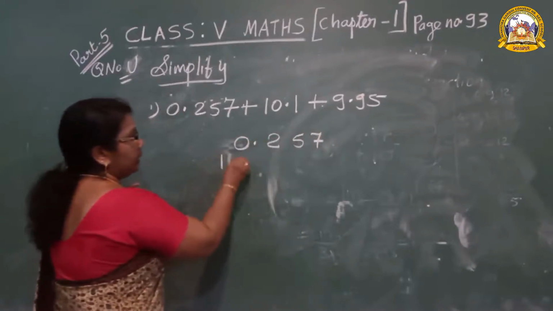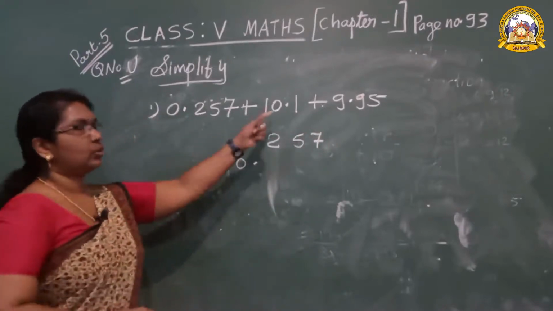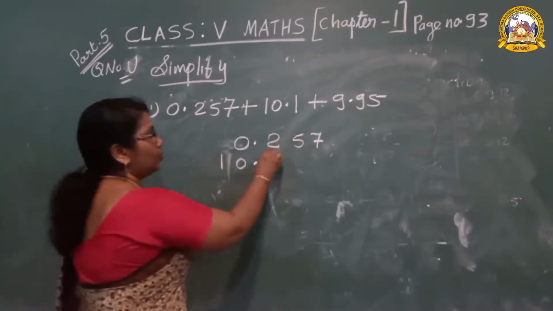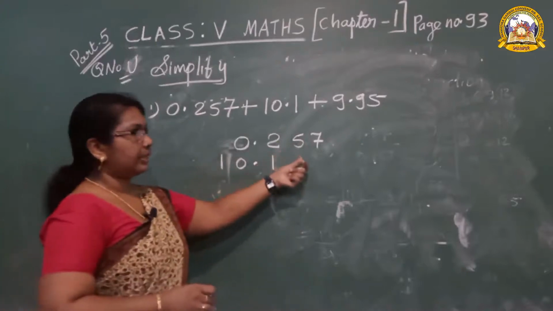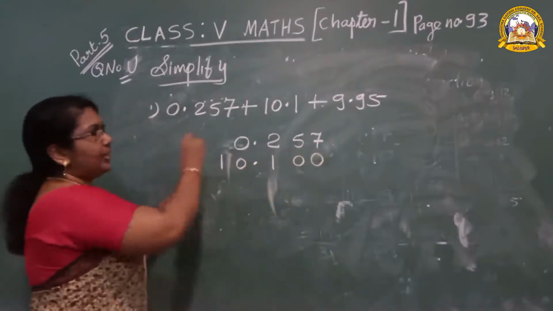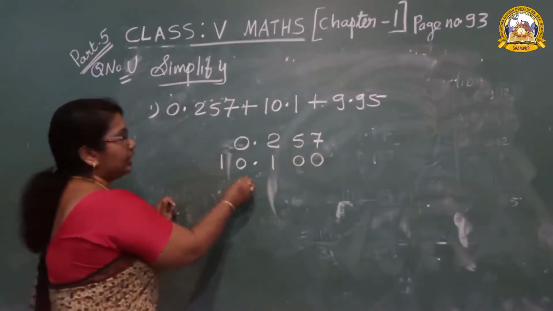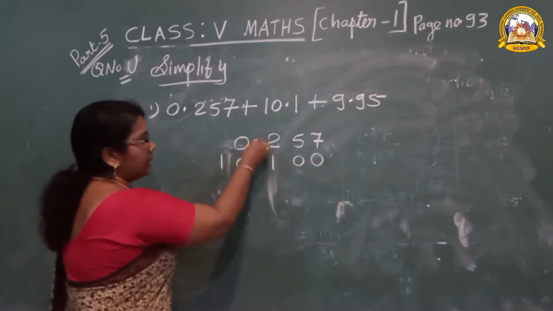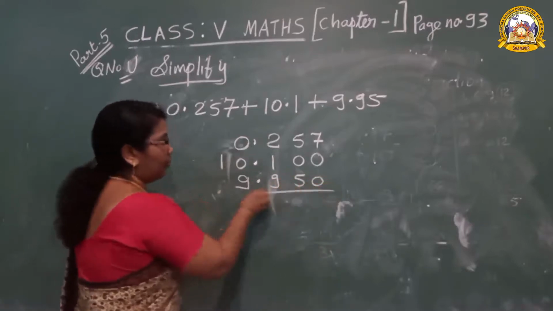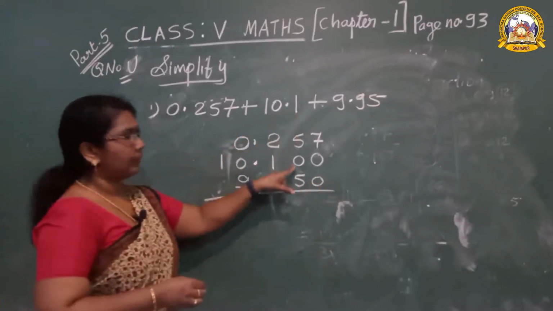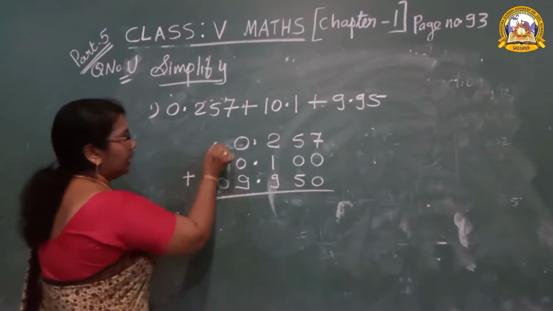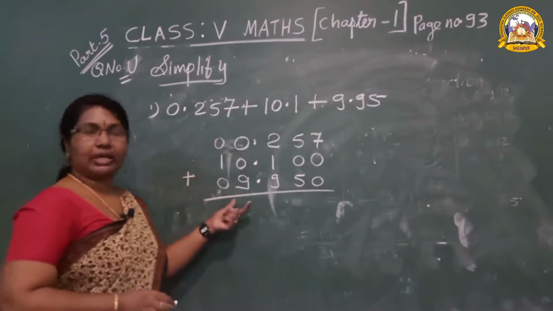0.257. Then 10.1. Where do you have to write it, students? 1 here? No, it is wrong. You should write here 1. Already I told you when the digits are less, you should write zeros here. Next number is 9.95. Don't write here. Here you have to write 9. All the decimals are like that, same. 950. Look here, there is only one digit, so we write 2 zeros. If there is space you can write 0 also. Then also this value is not changed.